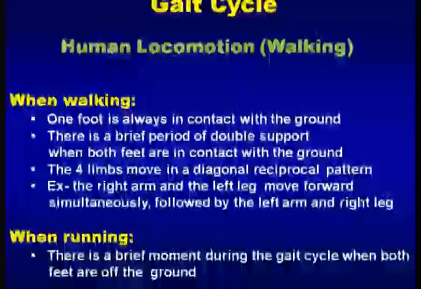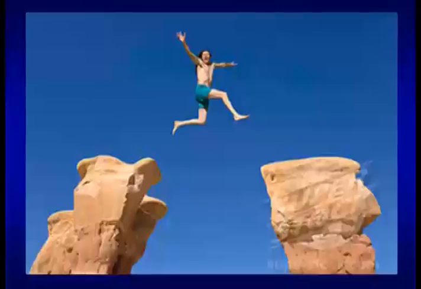Our 4 limbs move exactly in reciprocal relation. That means when the right arm moves, the left leg moves forward. Simultaneously, when the left arm moves, the right leg moves forward. During running, there is only a brief period during the gait cycle when both feet are off the ground, and are in the stance phase. So we can carry out several complex movements with our feet.